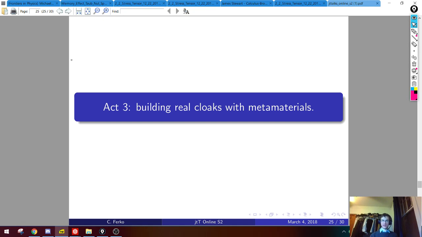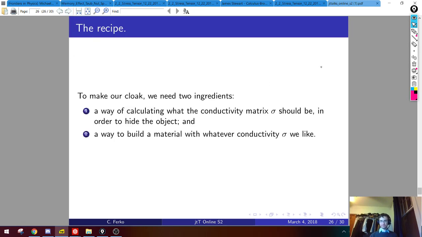Good. Okay. Well, five slides, so I'll try to wrap up. What have I tried to convince you of? I've tried to convince you that we need our conductivity to turn into a matrix.